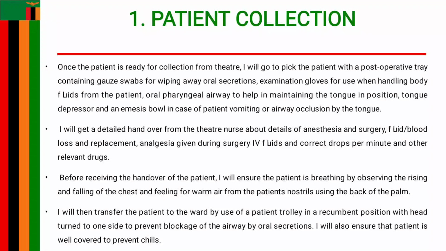When you look at the post-operative tray, it has gauze swabs which are used for wiping secretions, examination gloves when handling any body fluids from the patient, the oropharyngeal airway to maintain the tongue in position, also a tongue depressor, and also an emesis basin in case the patient wants to vomit. So those are the things that are contained on the post-operative tray.